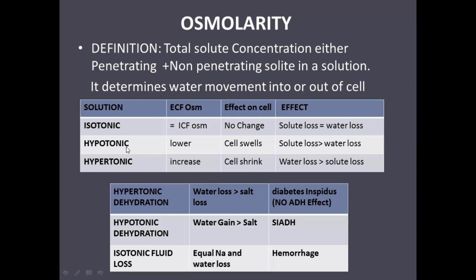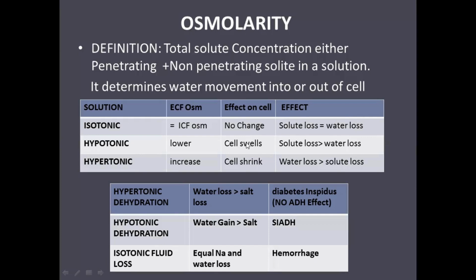Whenever we are talking about the hypotonic, we are actually referring to the condition of the plasma, not the cells. In hypotonic, the extracellular fluid osmolarity decreases. And why does it decrease? Because there is more solute loss than water loss. Now, what happens to the cell?